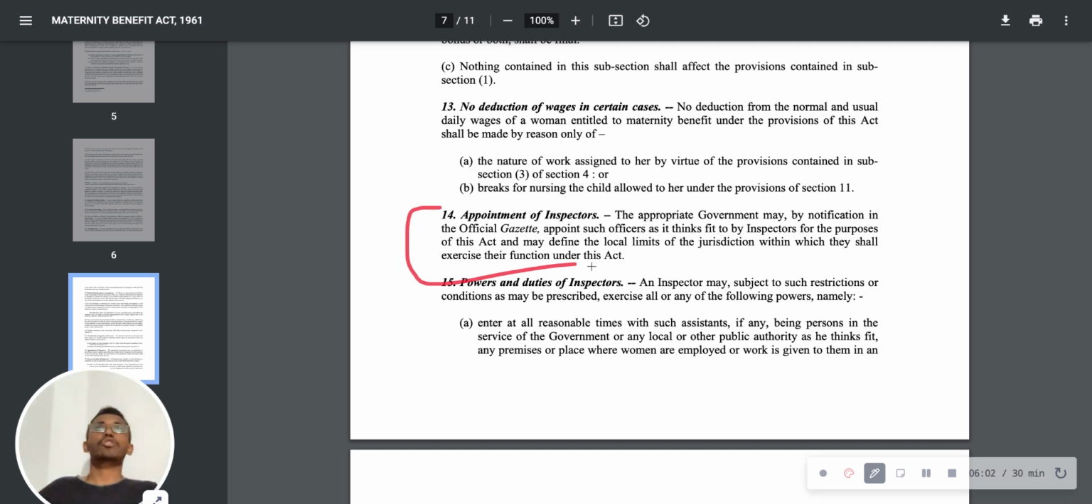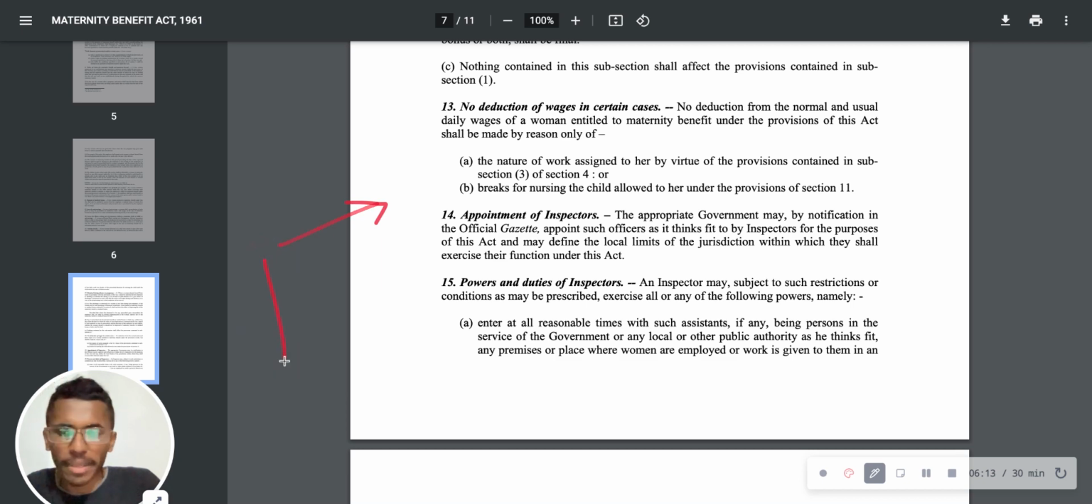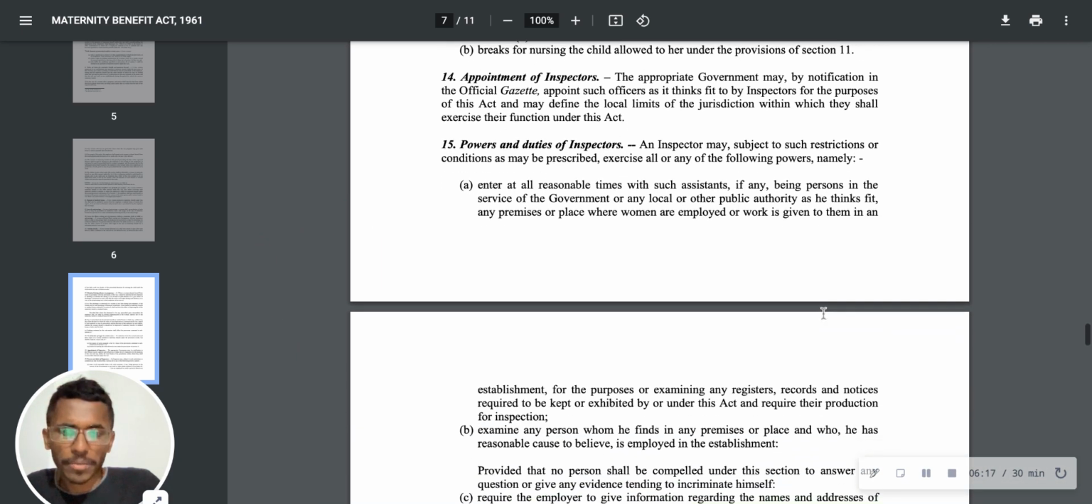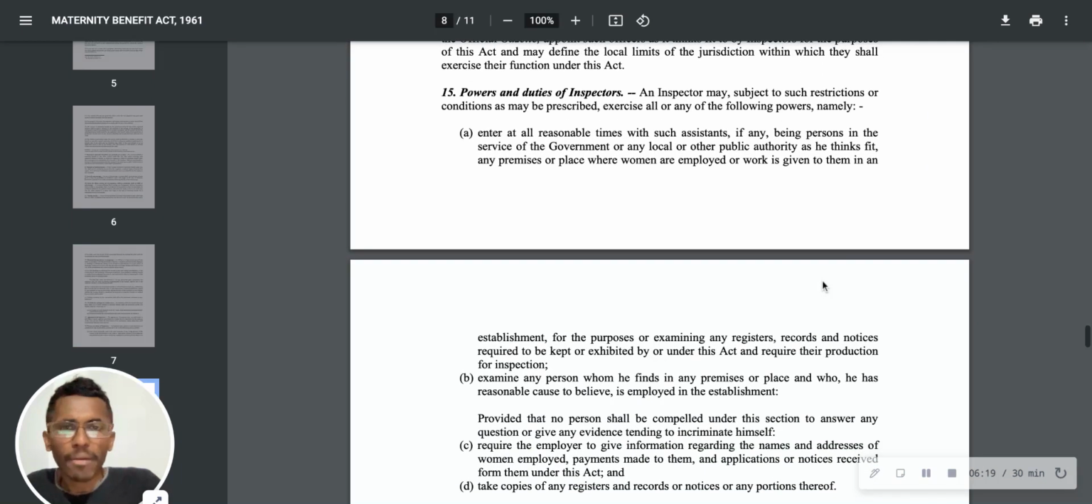So what do you mean by appointment of inspectors? See, for cross-checking whether every company is complying with the Maternity Benefit Act, they will send an inspector. So what does this inspector do? This inspector will go and check. The inspector can be appointed by the government, it can be an IAS officer and so on, so the discretion is with the government. So, what are the powers and duties of the inspector? This is not important, but quickly I'll read it out for you.